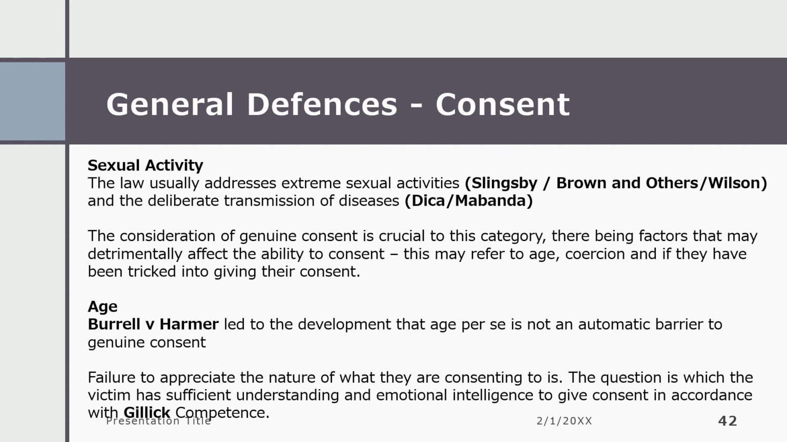The consideration of genuine consent is crucial to this category, there being factors that may have detrimentally affected their ability to consent. This may refer to age, coercion, and if they are being tricked into giving their consent. So with regards to age, Burrell v Harmer led to the development that age per se is not an automatic barrier to genuine consent. Failure to appreciate the nature of what they are consenting to is, however. The question is whether the victim has sufficient understanding and emotional intelligence to give consent, in accordance with Gillick competence.